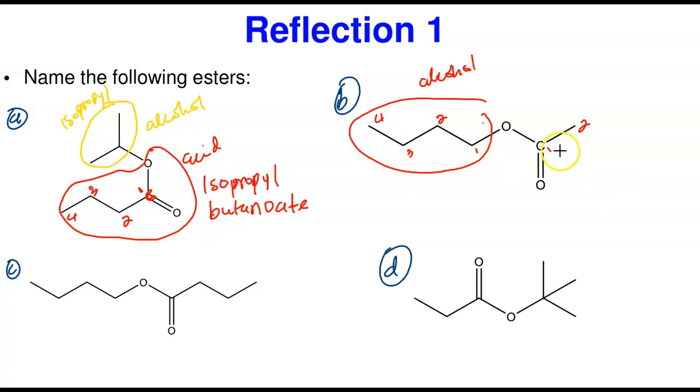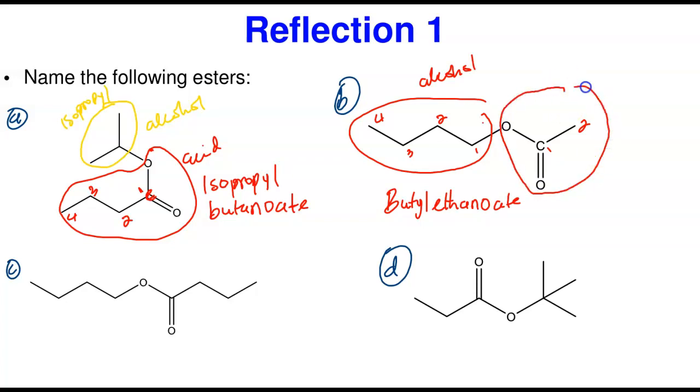And this is ethanoic acid. If you remove the IC and put ATE, it becomes ethanoate. So what are we going to call this? We're going to call this butyl ethanoic acid. But we're going to remove the IC and say ethanoate. So this is butyl ethanoate. Remember, this part was contributed by the alcohol and this part was contributed by the acid.